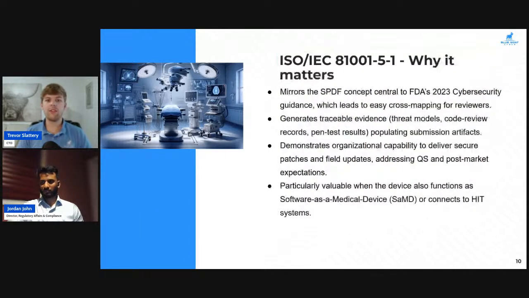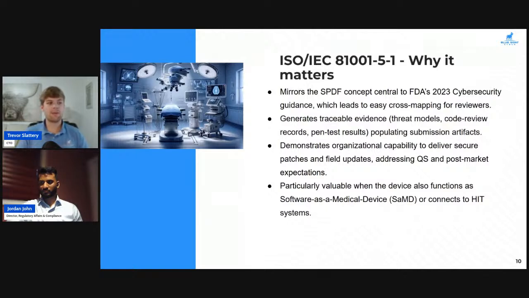Now we're looking at easily traceable evidence, which is going to be great for populating these submission artifacts. This will be things such as threat models, code review records for that static and dynamic testing, penetration testing results, and how we're tracing them all back to each other. Again, all of these are separately required by the FDA, as well as the traceability between them. This also shows the organizational capacity to deliver secure patches and field updates, addressing any quality system and post-market expectations.